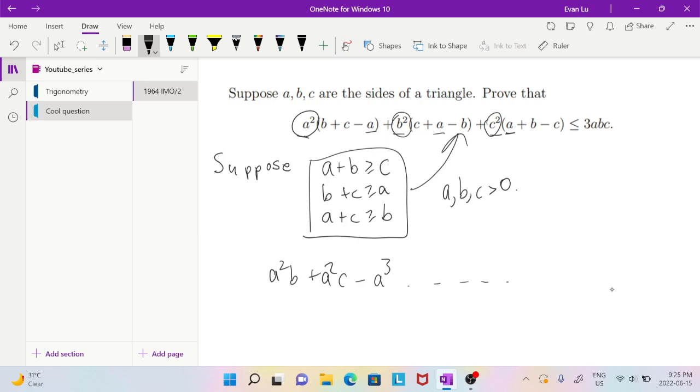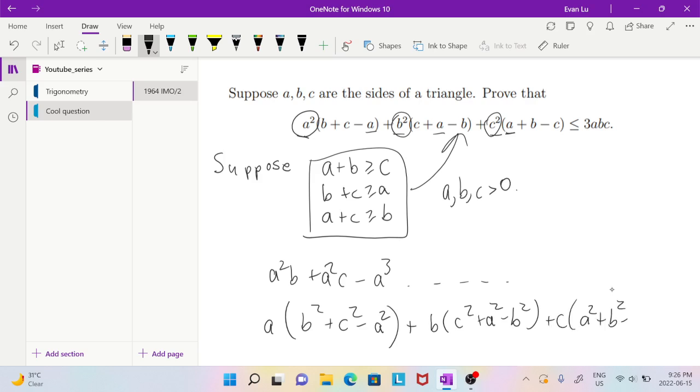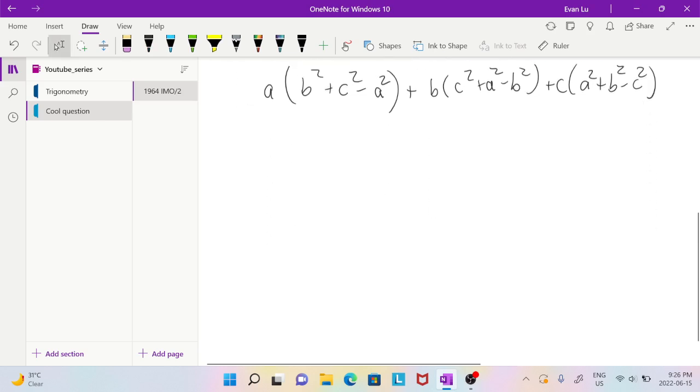If we look at it like that, then what we would get is A times (B squared plus C squared minus A squared) plus B times (C squared plus A squared minus B squared) plus C times (A squared plus B squared minus C squared). Now, this might start to become familiar. When we have three squares looking like that, that really reminds you of the cosine law.